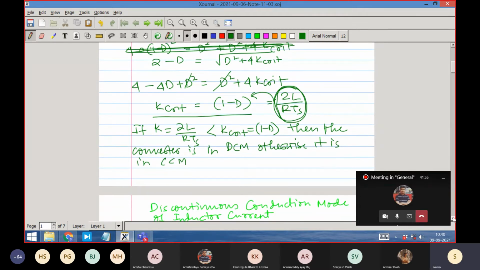So if I want to have a graphical view of that, what I mean is that this is the converter.